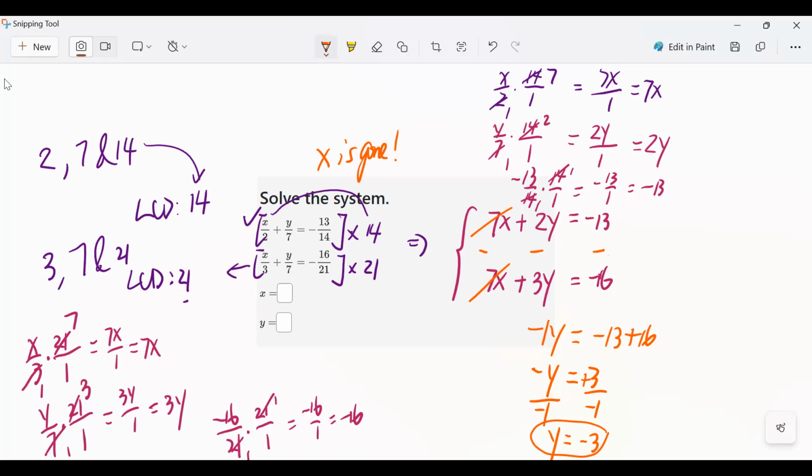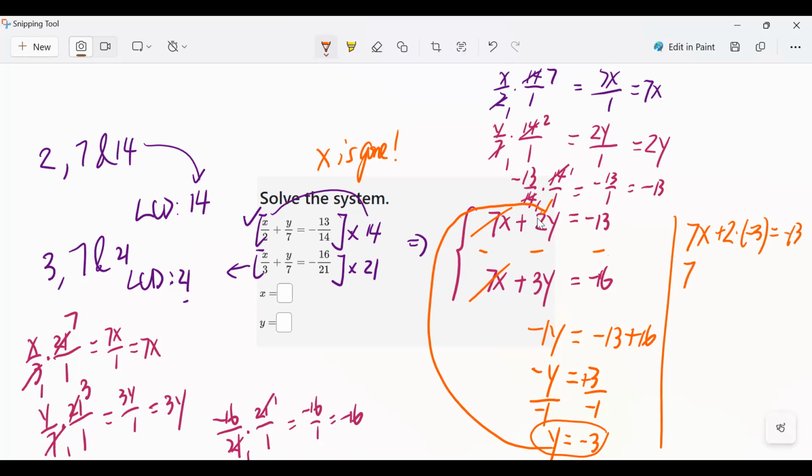And now once we have this solution, you probably don't want to plug into the original equation because they're all fractions. So you're going to plug into this equation here. So we get 7x plus 2 times negative 3, equal to negative 13. So 7x plus, minus times plus is minus, 2 times 3 is 6, equal to negative 13.